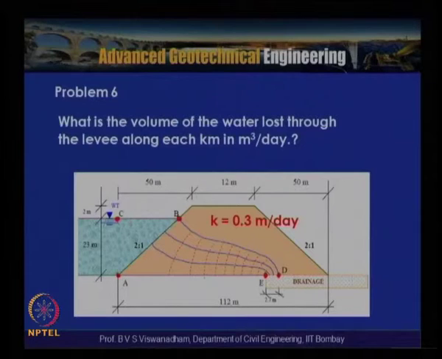Here the drainage layer is placed, with a length of about 2.7 meters and a thickness generally provided of the order of 0.6 or 0.7 meters. This prevents the phreatic surface from coming into the downstream side and causing piping failure, and also enhances stability. This length is given as 112 meters, the height is about 25 meters, the crest width is 12 meters, and the downstream horizontal distance is 50 meters.